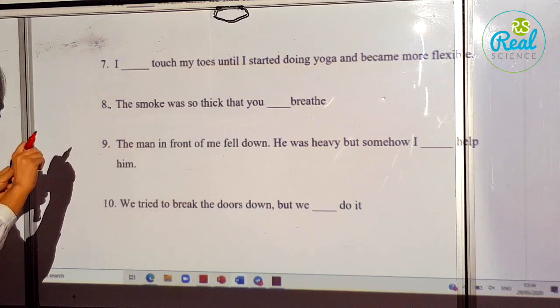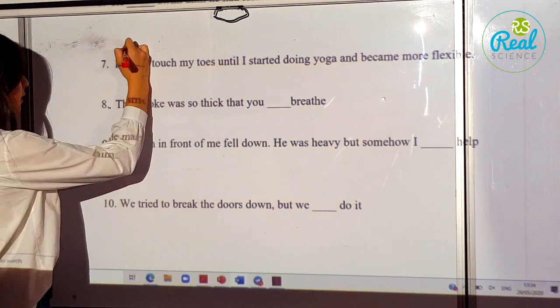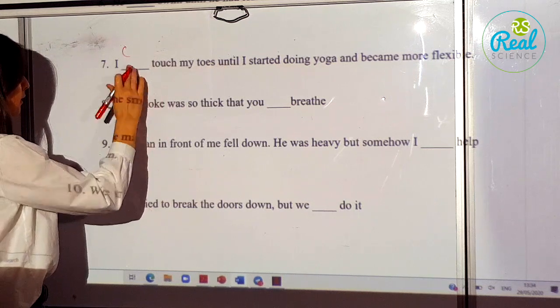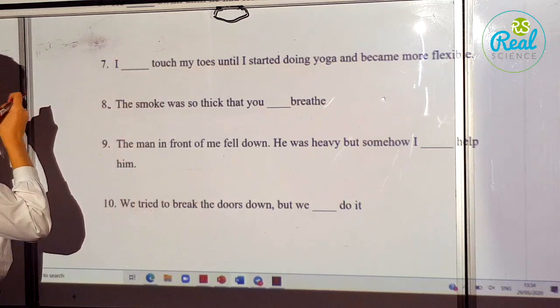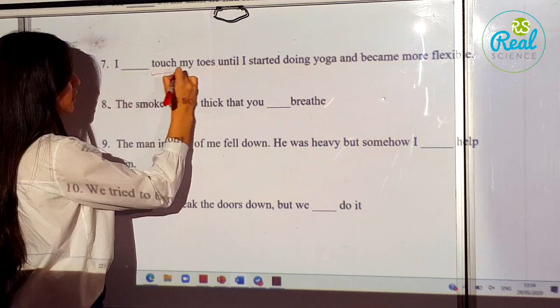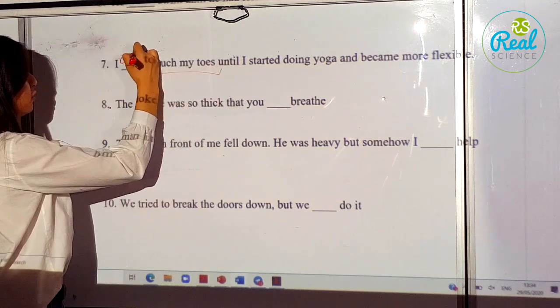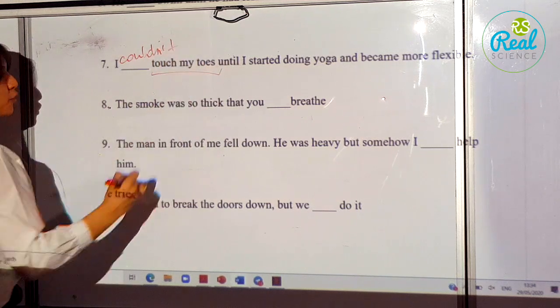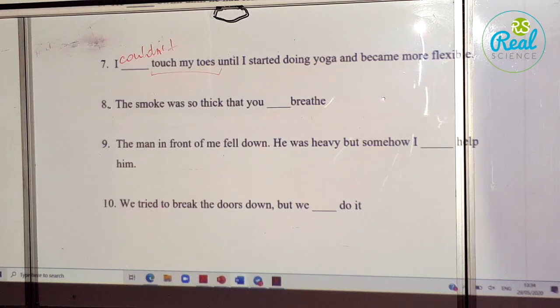So here you use what? Didn't manage to. Look, this is your general ability. Here you should use couldn't. Couldn't. Yes, of course. So, eighth. Who wants to read?